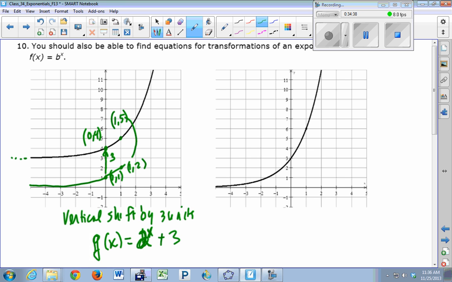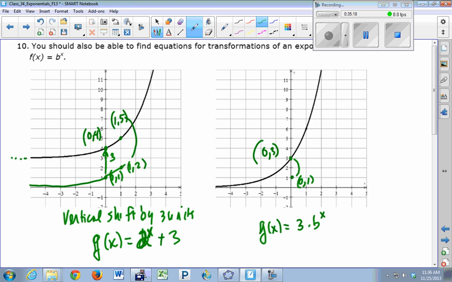All right, now I look at my next function. I'm trying to figure out what kind of transformation it has. Notice my horizontal asymptote hasn't changed, but I'm no longer going through 0, 1. I'm going through 0, 3. So I've done some kind of vertical movement, but it's not an entire shift up because I have my same horizontal asymptote. So this must be a vertical stretch by a factor of 3. So we have g of x here is 3 times b to the x.